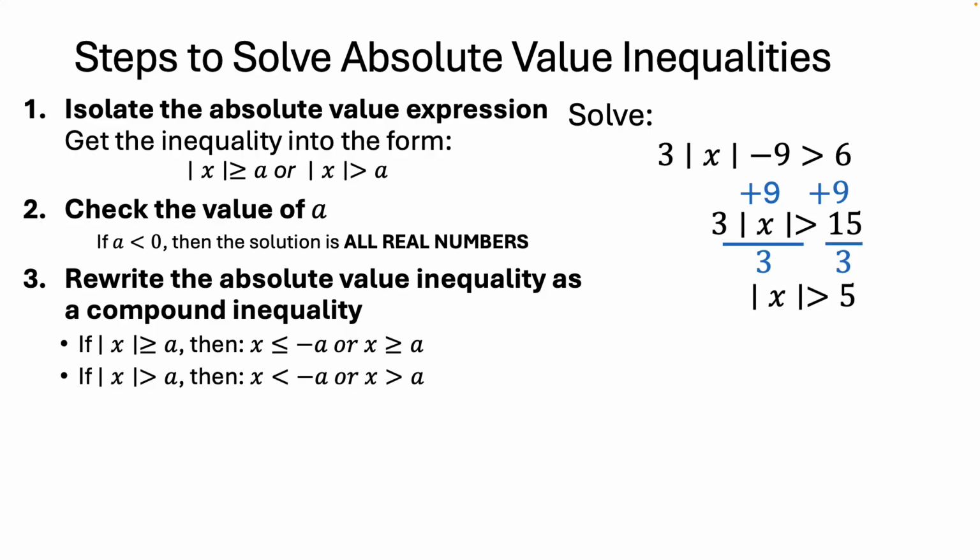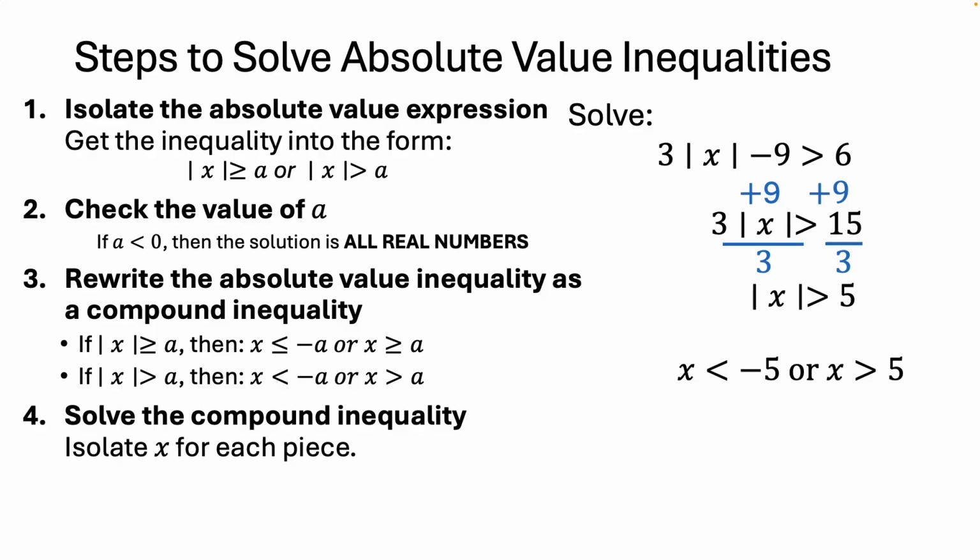If you have absolute value of x is greater than or equal to a, then rewrite it as x is less than or equal to negative a, or x is greater than or equal to a. If you have absolute value of x is greater than a, then rewrite it as x is less than negative a, or x is greater than positive a. It looks like we have the strict inequality, so we would rewrite absolute value of x is greater than 5 as x is less than negative 5, or x is greater than 5.